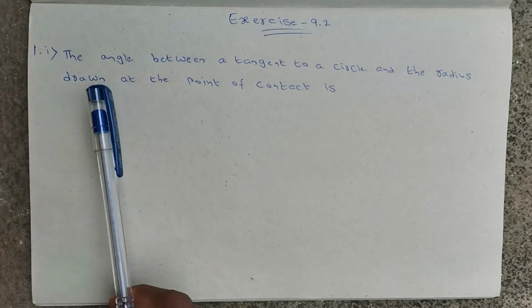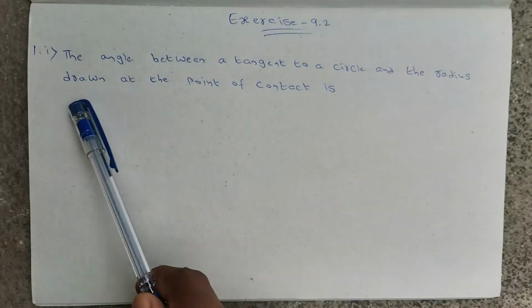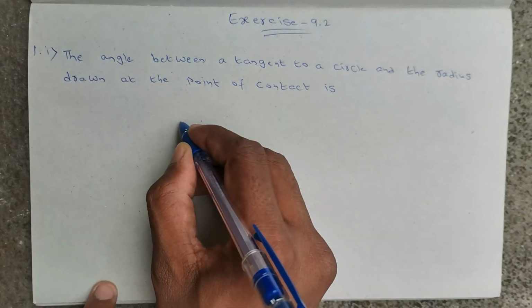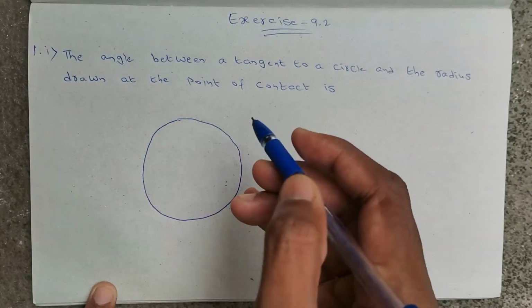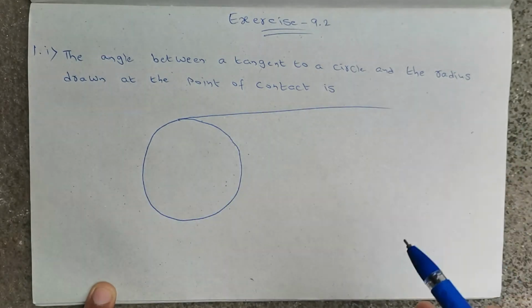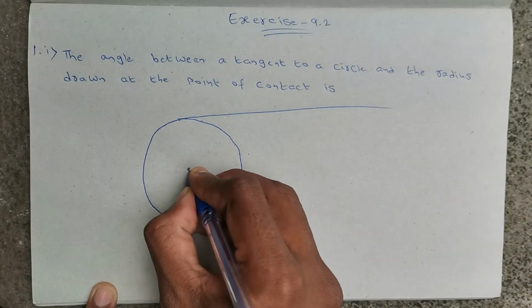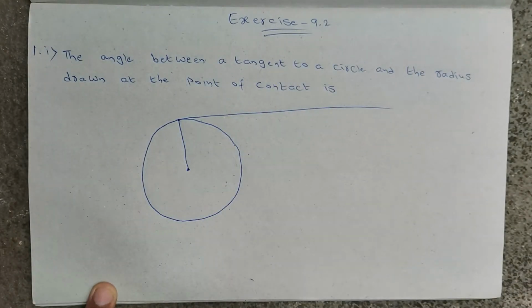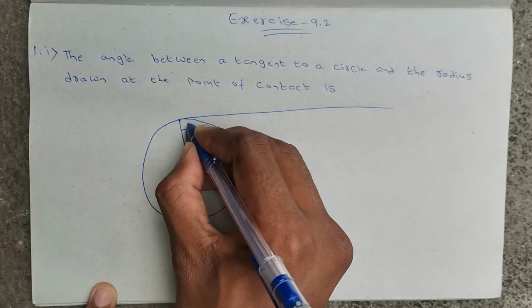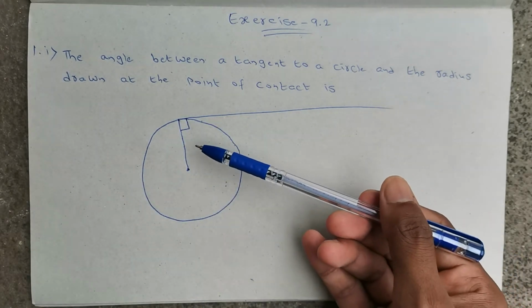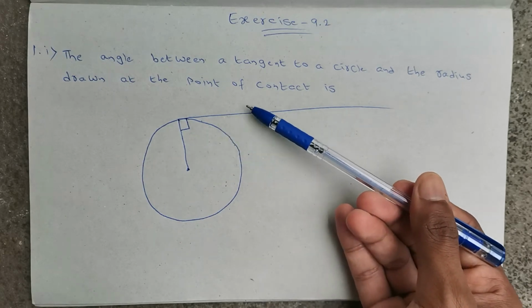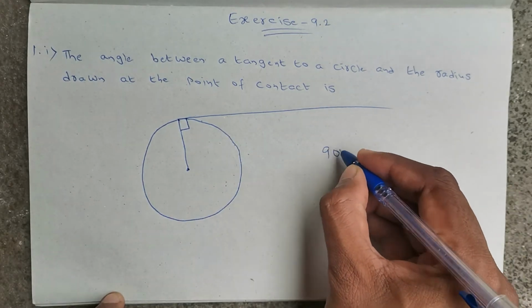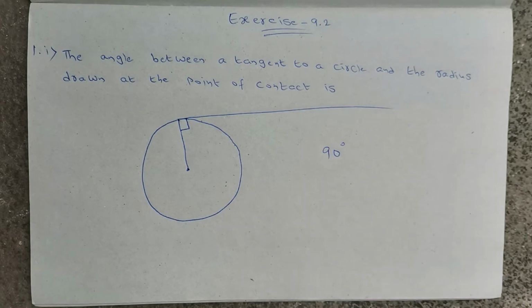The first one is the angle between a tangent to a circle and the radius drawn at the point of contact. For a circle we have a tangent. From the center we are drawing a radius which exactly touches that tangent. So he's asking what is the angle forming here. We know very well that the angle between the radius and the tangent is 90 degrees, a right angle. This is actually a multiple choice question, but I didn't write the options, I am simply explaining the solution.